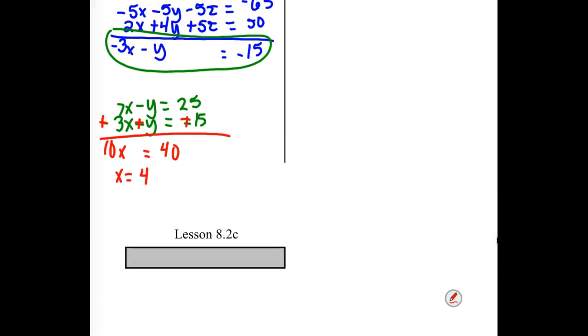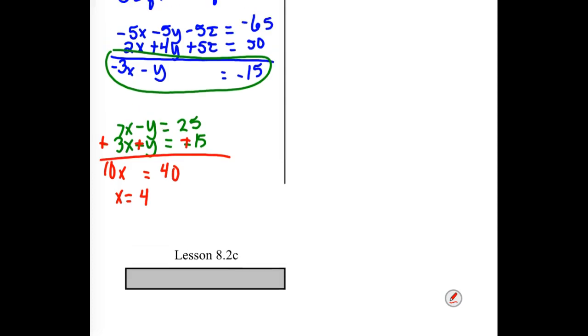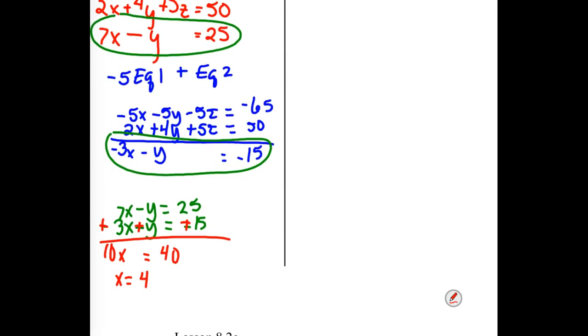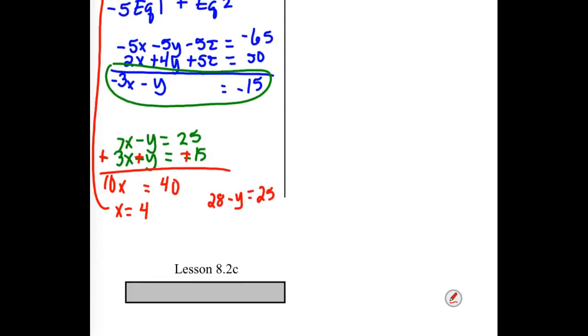Okay. Now, if we know that x is 4, can we dump that back in and find y? Which equation do you want to plug it into? The 7x one? All right. So we are going to take this x being 4 and dump it in there. So 4 times 7 would be 28 minus y equals 25. So 28 minus what? 3. So y has to be 3.